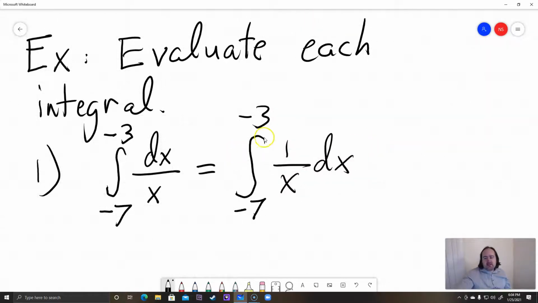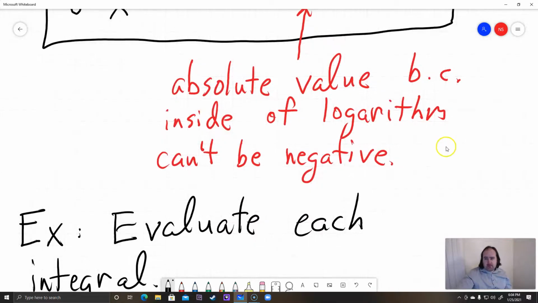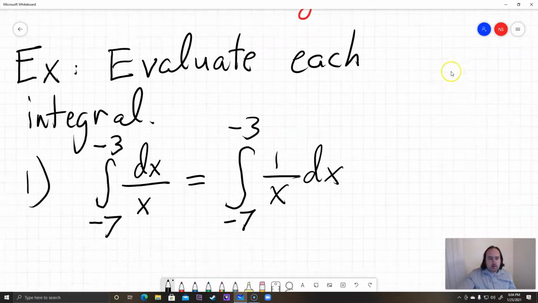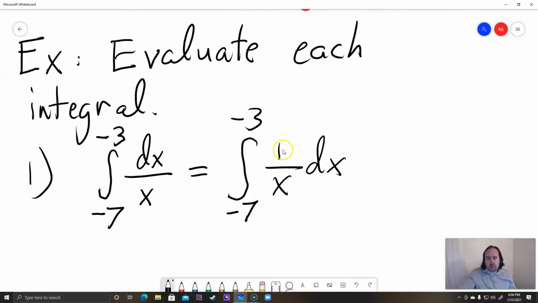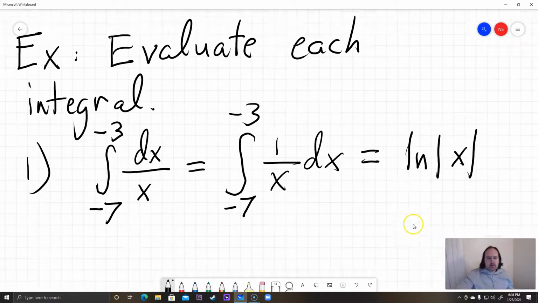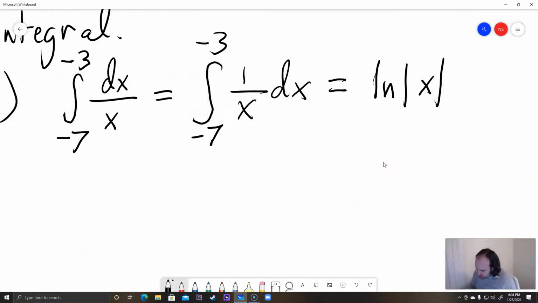Now, because this is a definite integral with numbers, we're not going to write plus c. The one up here was an indefinite integral, so we wrote a plus c. Notice that one didn't have numbers on the top and the bottom of the integral symbol. So we should know from that formula that the integral of 1 over x is ln of absolute value of x. But because it's a definite integral, we don't write plus c.